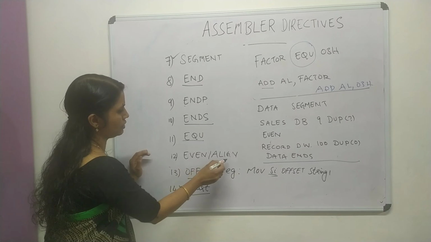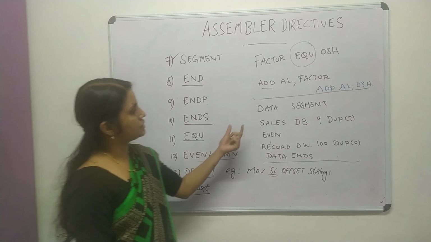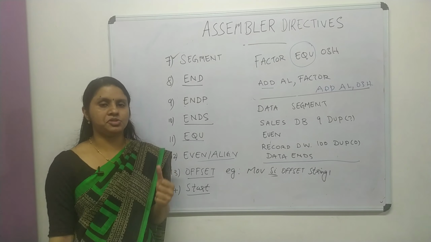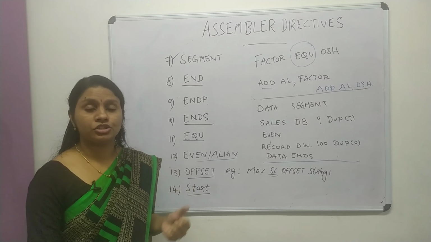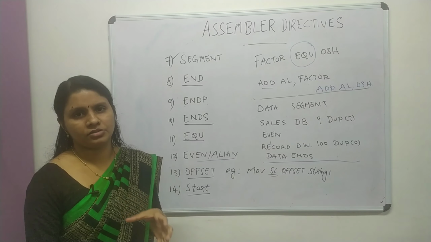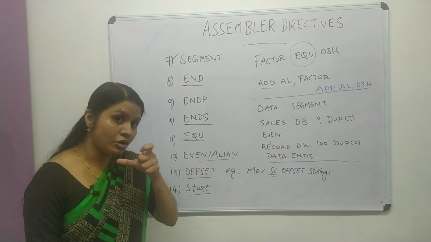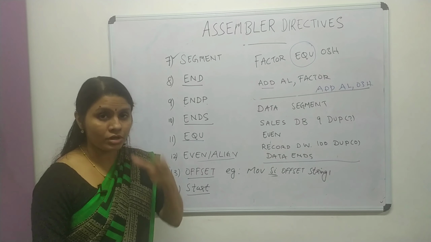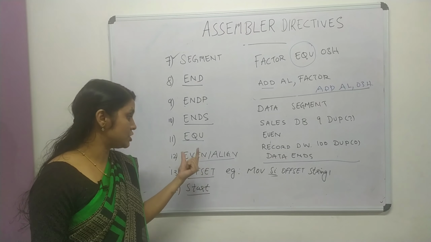Next is EVEN, or ALIGN. The EVEN directive is used to increment the location counter to an even address. If the address is not even, it will be incremented by using the assembler directive EVEN.